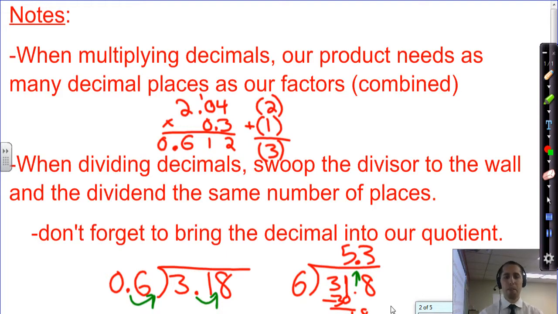So now we have a new problem that looks a lot easier. 31 and 8 tenths divided by 6. 6 goes into 31 5 times. 6 times 5 is 30. We have 1 left over. Bring down the 8. 6 goes into 18 3 times. So our answer is 5 and 3 tenths. And I know the decimal goes there because it jumps straight up from where it had been between the 1 and the 8 after we swooped.